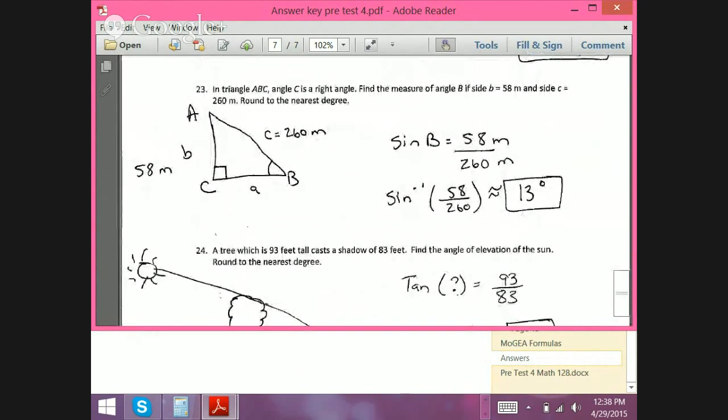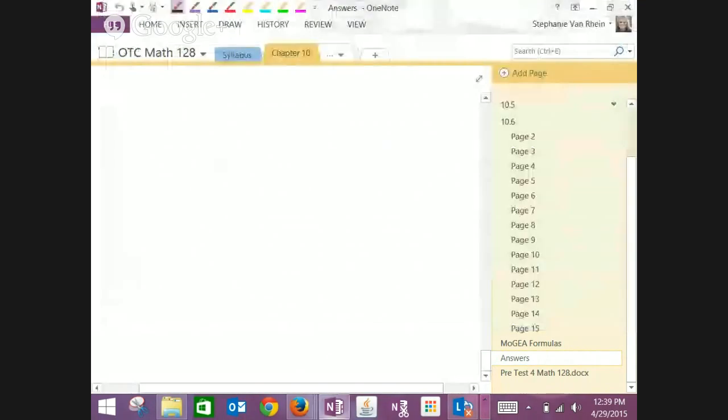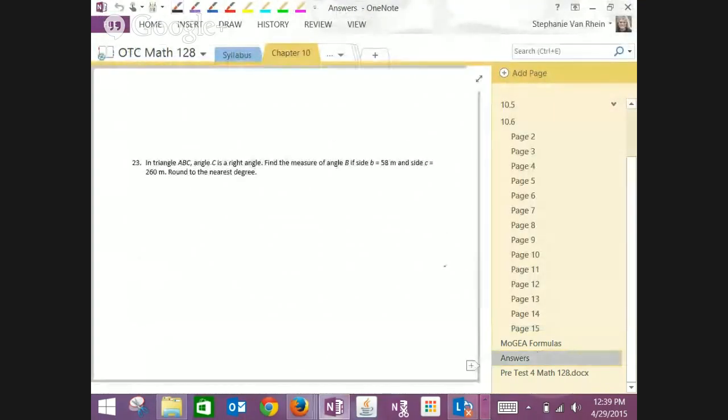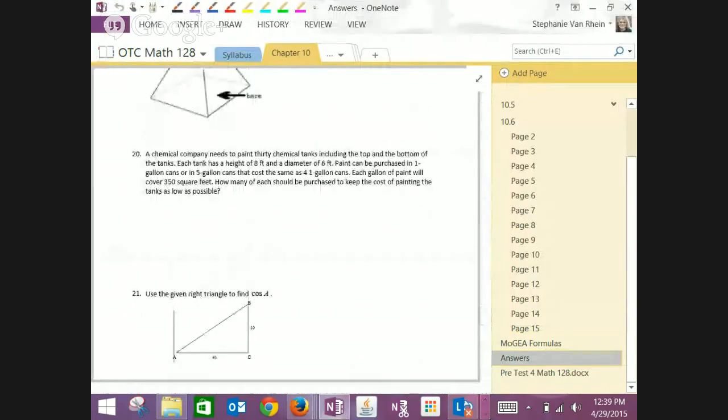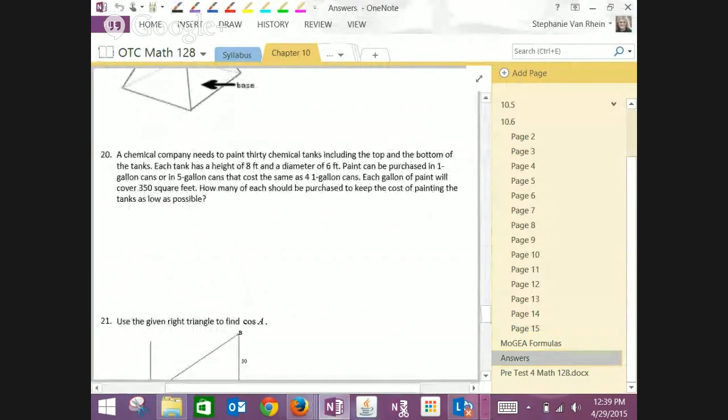Anyone have any other questions on your homework or your take-home test? Yes? Number 20 on the take-home test? So let's look at number 20. Okay, you guys, if you're going to leave, get out of here. So we're going to go over number 20, if you're going to stay and want number 20.